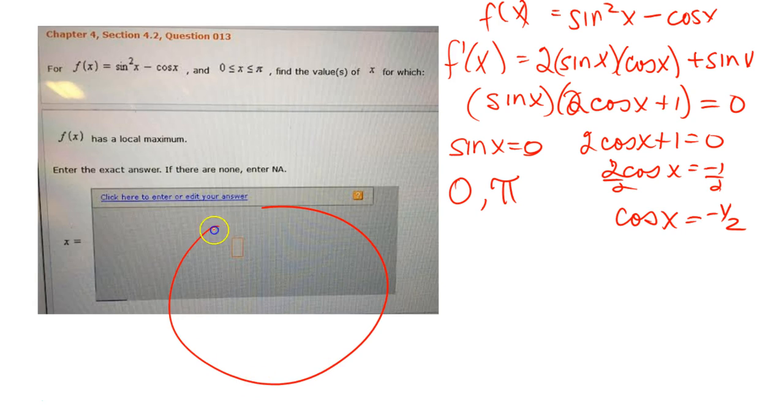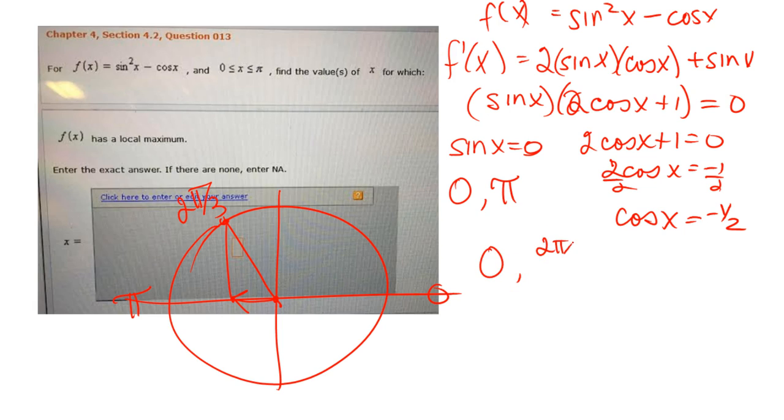If I draw my unit circle, alright, cosine is the x value. That means it's going to be this from 0 to pi. And I know that this is going to be 2 pi over 3. So the three values we want to look at in our interval is 0, 2 pi over 3, and pi. Okay? So let's see what's going on there.